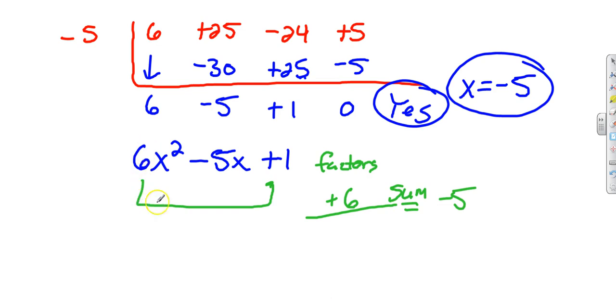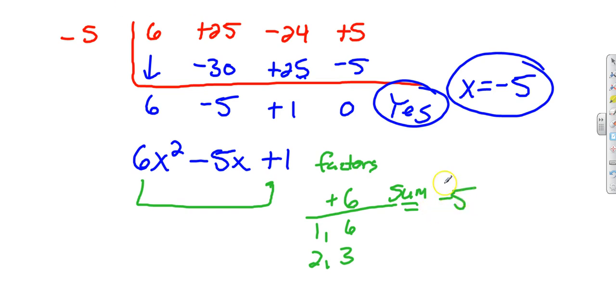Okay, so it was positive 6 times positive 1, so that's positive 6. And because the sum is negative 5, now there's 2 ways you can get there. Because you could take 1 and 6 and get 5. You could also get 2 and 3 and get 5. So this is where the signs play really important with what you're doing for this.